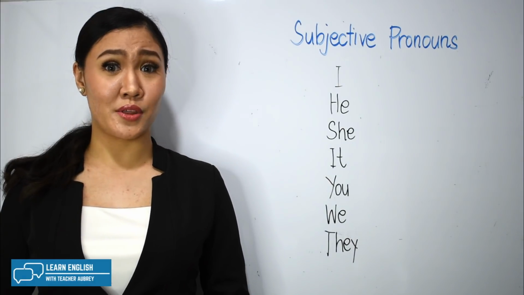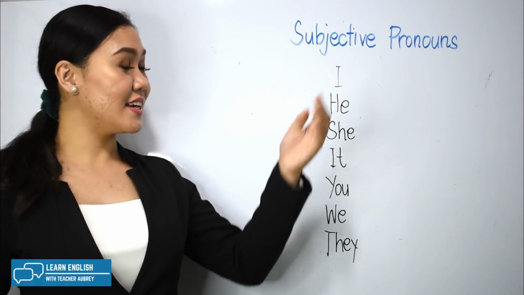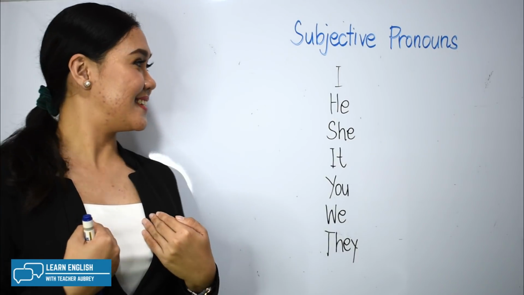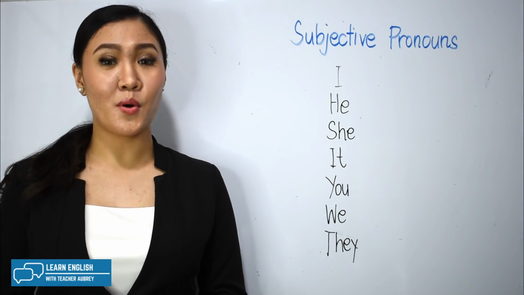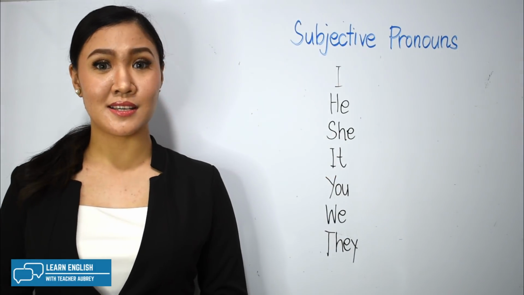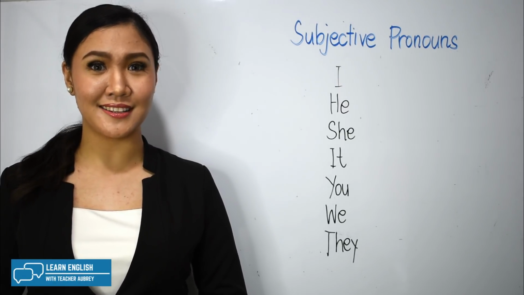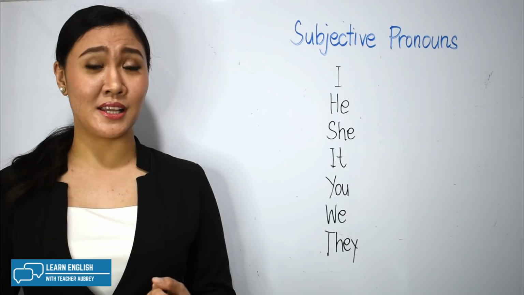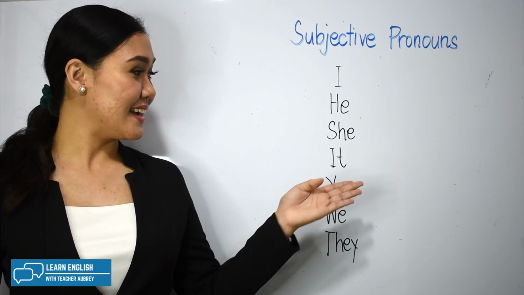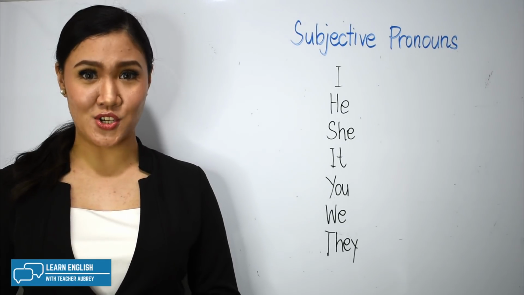Are you familiar with them? Let's try to understand them one by one. I is me. He is a boy. She is a woman or a girl. It may be a place, a food, an animal, or an object.